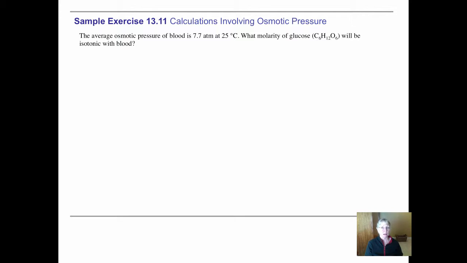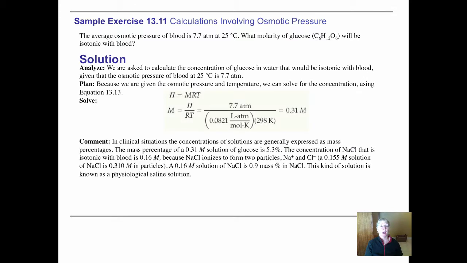What molarity, not molality, will be isotonic with blood? Okay, let's see what I know. I have a pressure, there's my P. I've got my gas constant, there's my R. The temperature is 298 in Kelvin, 273 plus 25.